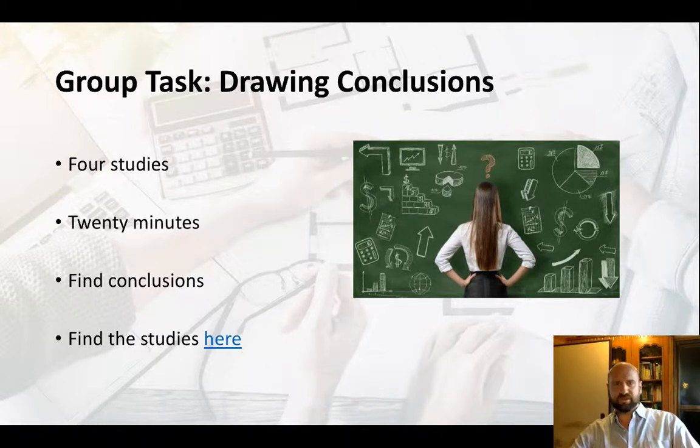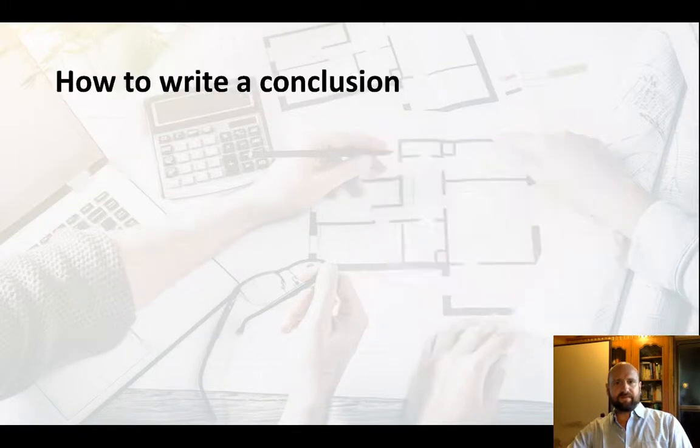In their workbooks, right, so they've got 4 studies. They can find the link on the blog, and give them 20 minutes. You might find that's too long, but anyway, in groups of 4, or groups of however many you like, they read the studies and try and draw a conclusion from the study.